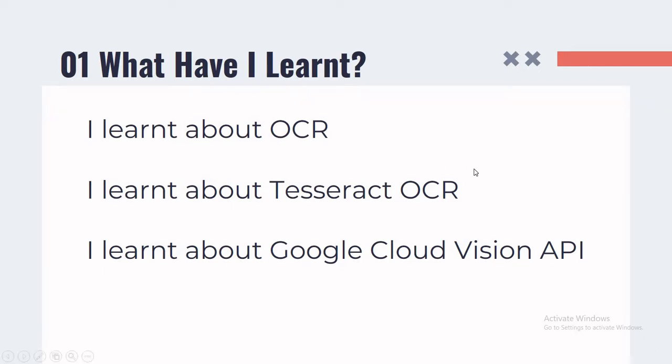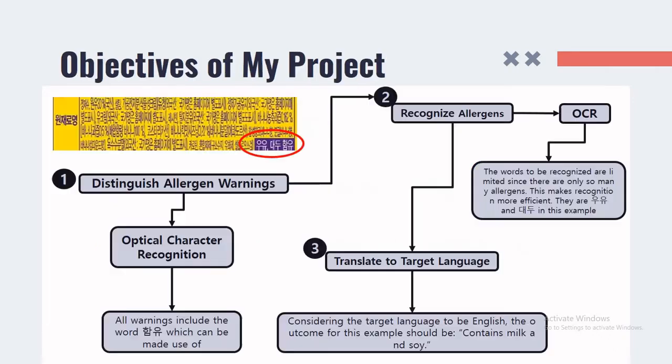I thought I was going to use Tesseract for my project because it was the most well-known and widely used OCR engine out there, but it ended up that Tesseract did not work for my project, so I switched to Google Cloud Vision API, which also includes an OCR engine, and it ended up working perfectly for me.